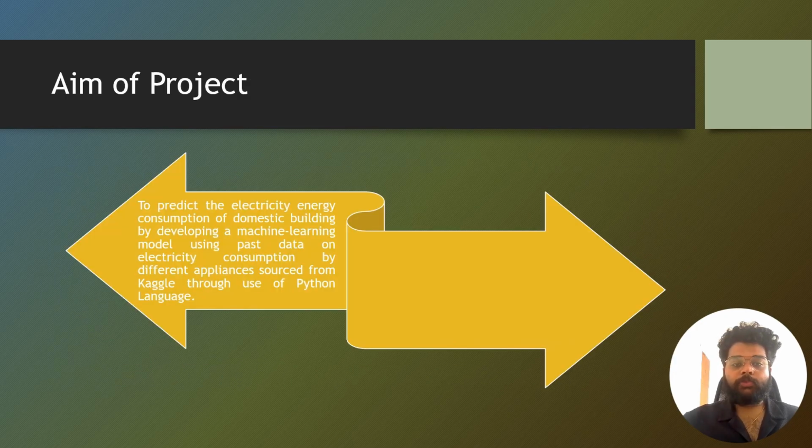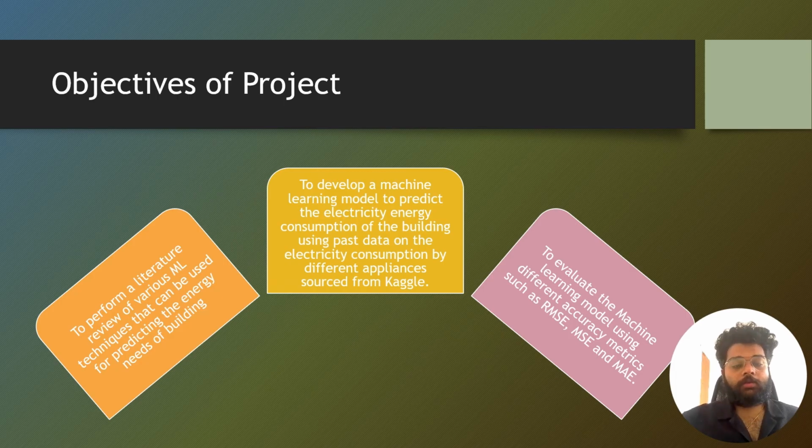The project aims to predict the electricity energy consumption of domestic buildings by developing a machine learning model using past data on electrical consumption by different appliances sourced from Kaggle. The machine learning model will be developed using the Python language. This project holds several objectives.